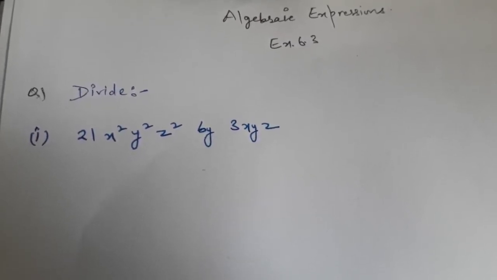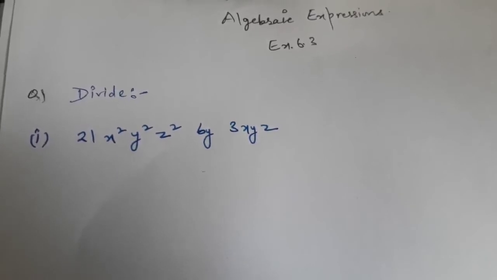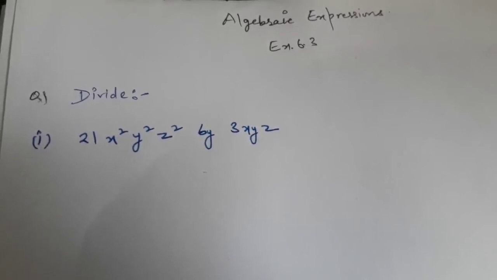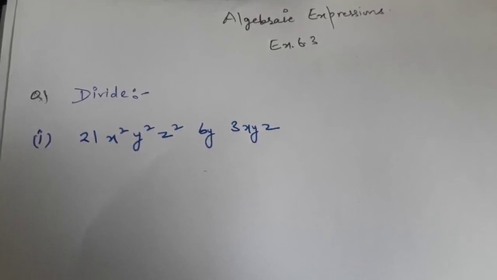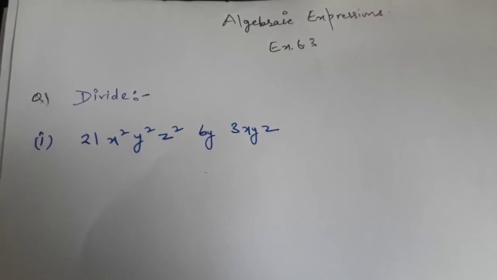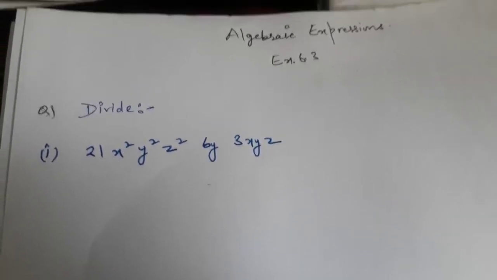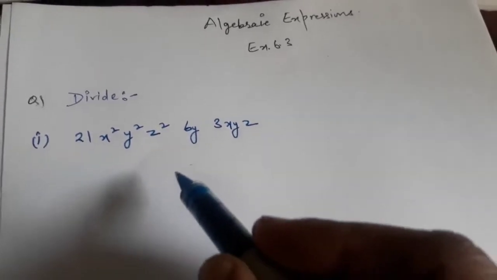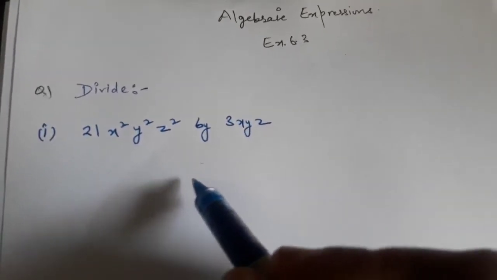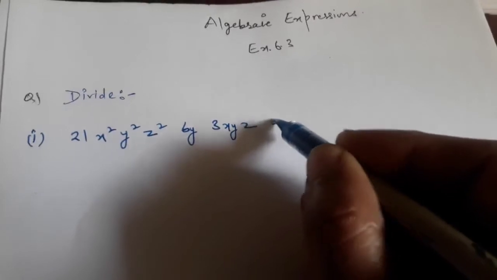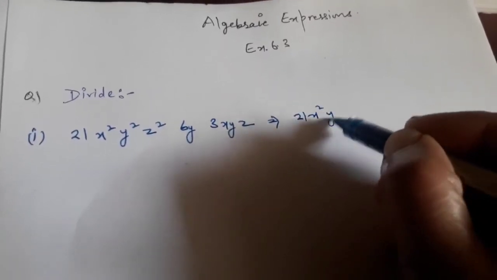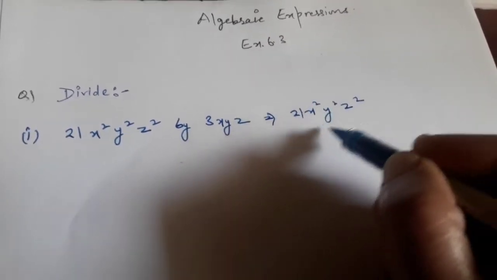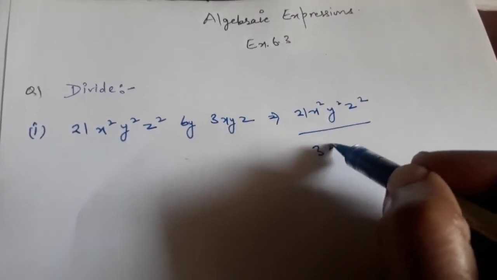So let's check out how to solve question number 1 and 2 of exercise 6.3. In question number 1, we have been given: divide 21x square y square z square by 3xyz. So let's check out how to solve it. First of all, we have to write the expression first, 21x square y square z square by 3xyz.